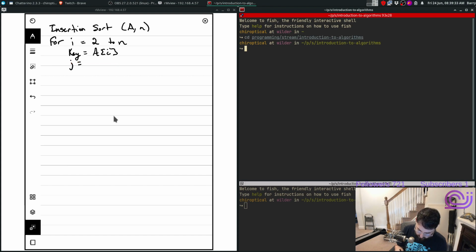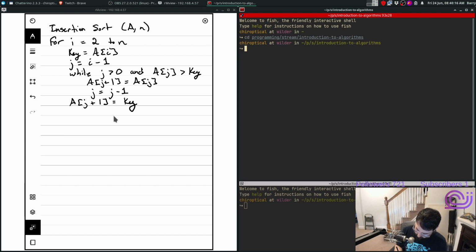So we have J equals I minus 1 while J greater than 0 and A sub J greater than key. A sub J plus 1 equals A sub J, J equals J minus 1, and then A sub J plus 1 equals key. Okay, so now we have the pseudocode there, and then we can write Rust code from there.